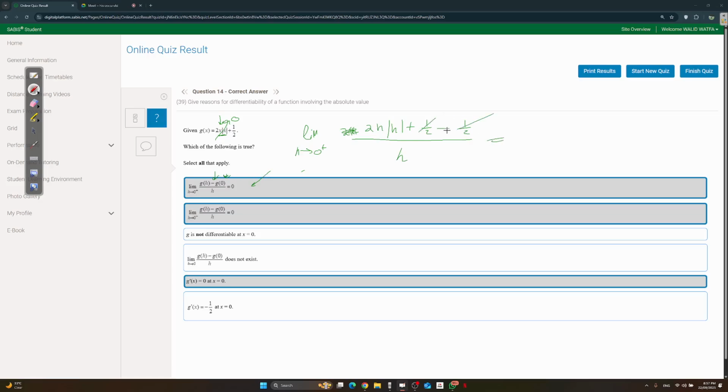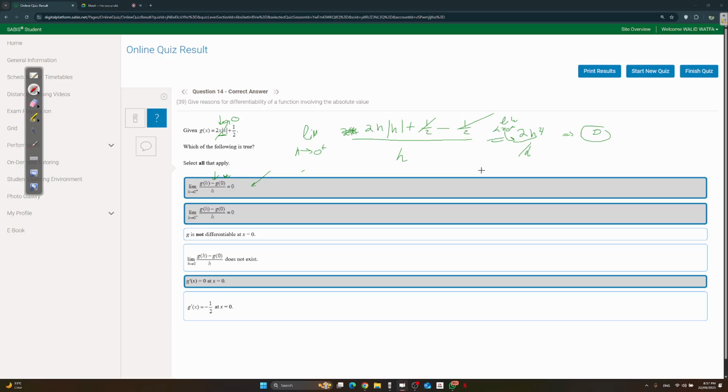Anyways, half will cancel half. 2h times h gets you h squared. So you get 2h squared divided by h. Remember, there's a limit here. h cancels, you get 2h. Now substituting the limit, you're going to get 0. Second one, same exact thing. Same numbers, same process, you're going to get 0.